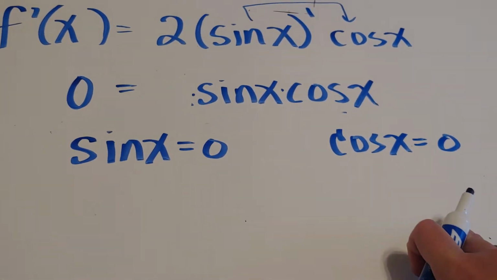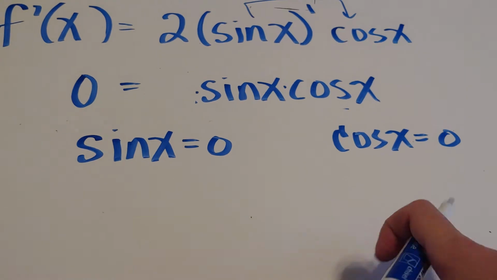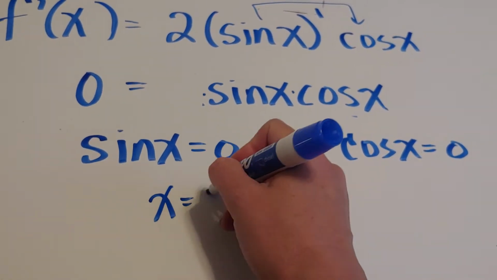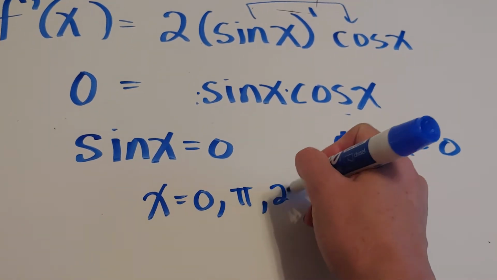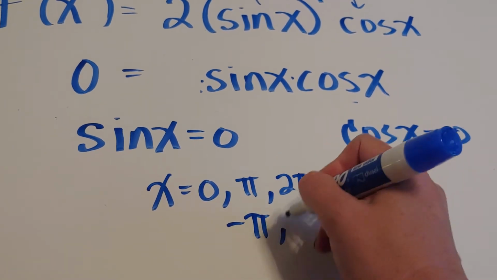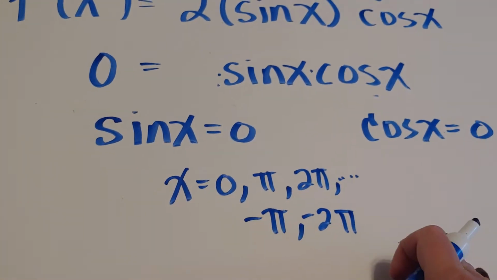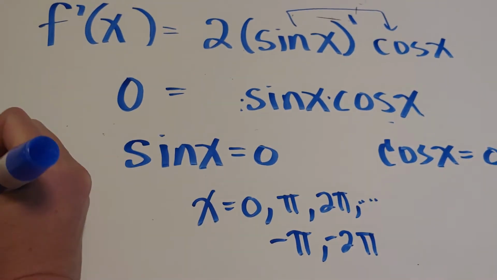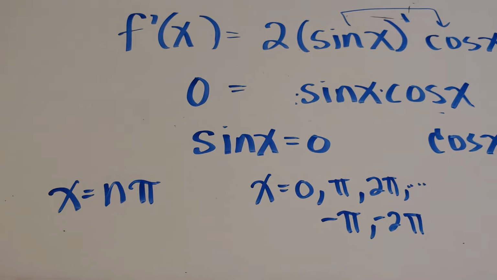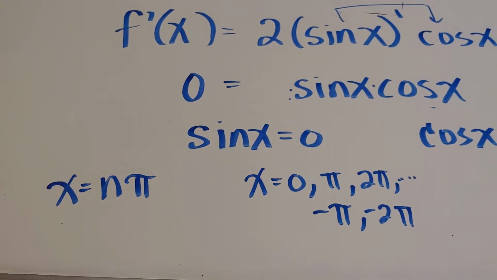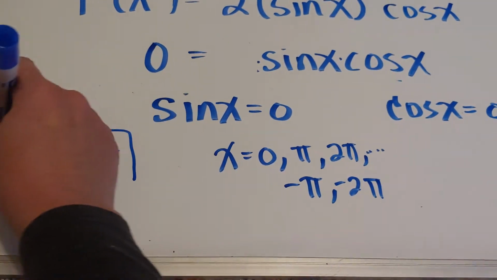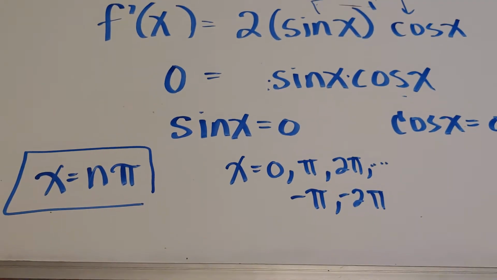Well, the bad news is it actually happens an infinite number of times, so we need to make sure that we account for all of them. So the sine will equal 0 at 0, pi, 2 pi, as well as the negatives. So a lot of times how we'll write this is we'll say x equals n pi, where n is any integer. Okay, so 0, 1, 2, -1, -2, -15, whatever it is. Okay, so all the multiples of pi, including 0.